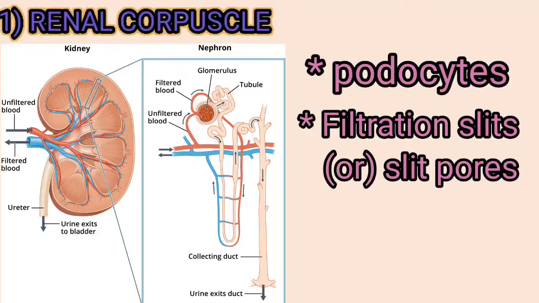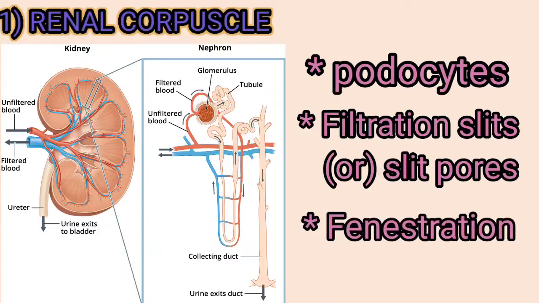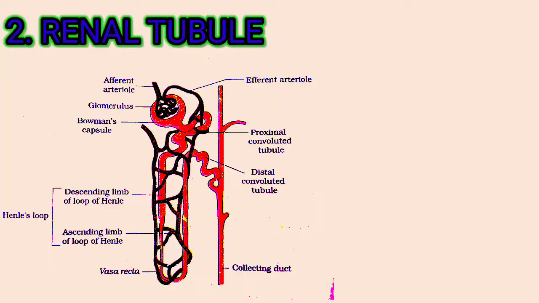The endothelial cells of the capillaries have numerous pores. The numerous pores are also called fenestrations. Fenestrations means small holes like sieves. Now we discuss the second one, the renal tubule.